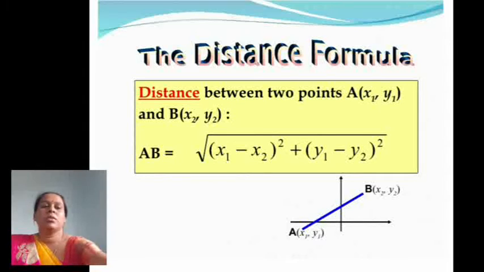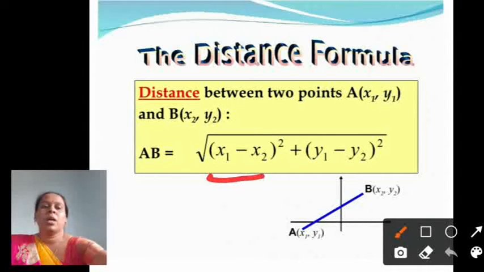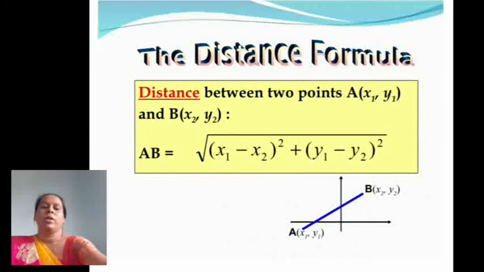Here this value x1 minus x2 is the difference between the x coordinates of both the points, and this value y1 minus y2 is the difference between the y coordinates of both the points, and it is the formula for finding the distance of the given 2 points.